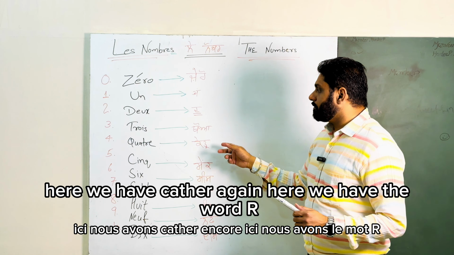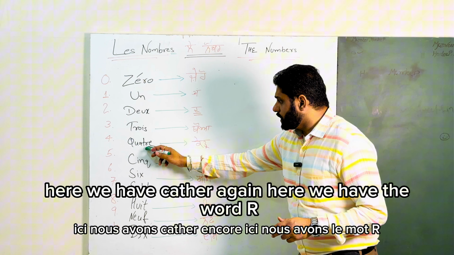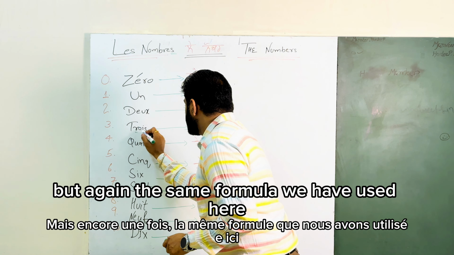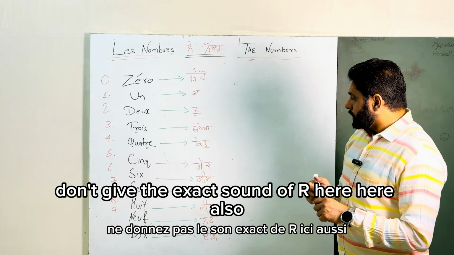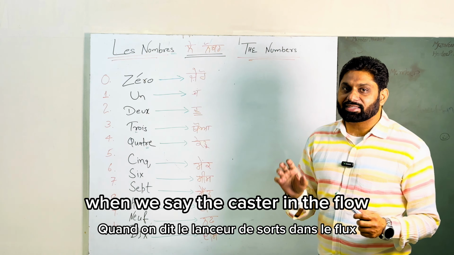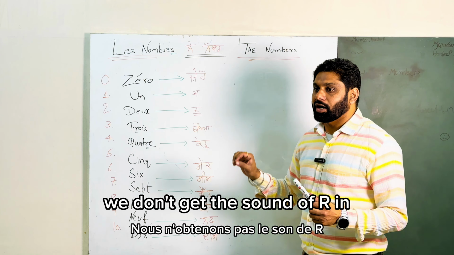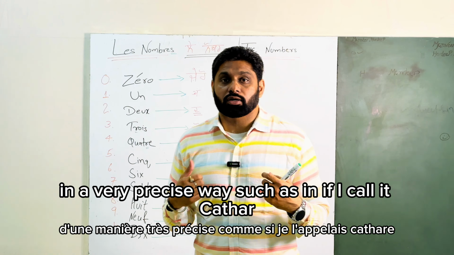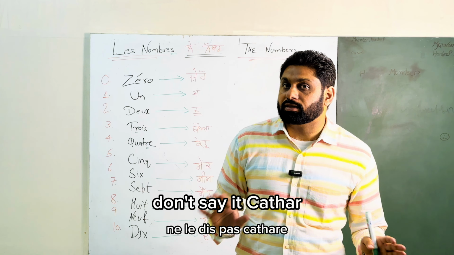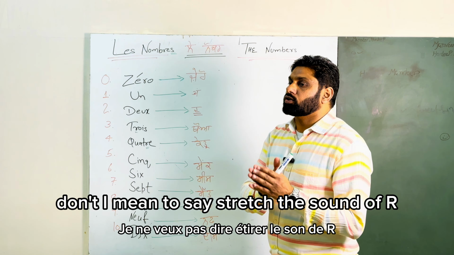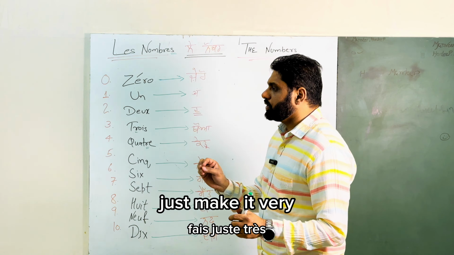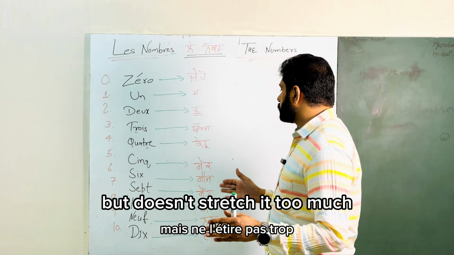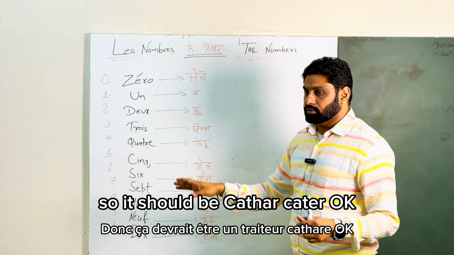Then here we have quatre. Again here we have the letter r, but the same formula applies. Don't give the exact sound of r. When we say quatre in the flow, we don't get the sound of r in a very precise way. Don't stretch the sound of r. Just make it very slight. It seems like you are saying it, but you don't stretch it too much. So it should be quatre.